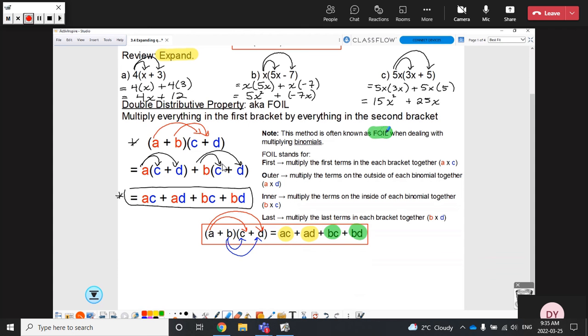The reason why we call it FOIL is because it's essentially just a method of multiplying these things. Multiply the first terms, then the outer terms, then the inner terms, and then the last terms. So that might sound a little weird, but for some of us, it might be the thing that we're missing all along.